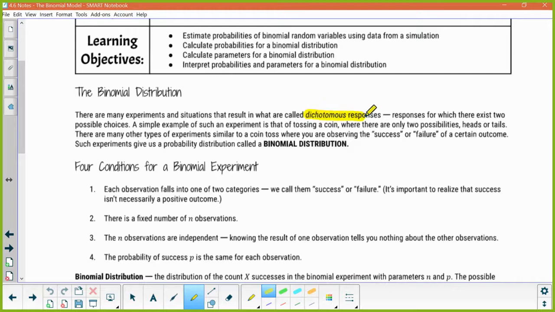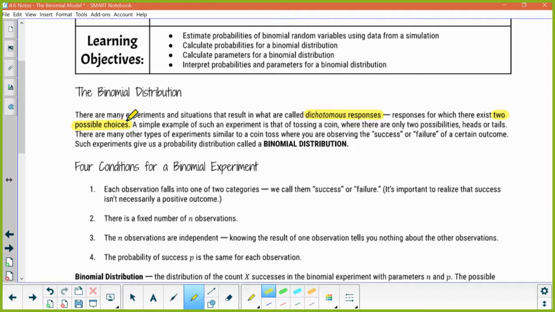Now, here is just a general term for what we do. More than likely in an AP Stat setting, we call them Bernoulli trials. Basically, that means there's two possible choices: yes, no, true, false, heads, not heads. Two options. That's all you get. You don't have more than two outcomes available to you in a scenario. And a simple example is tossing a coin, where there are only two possibilities, heads or tails.